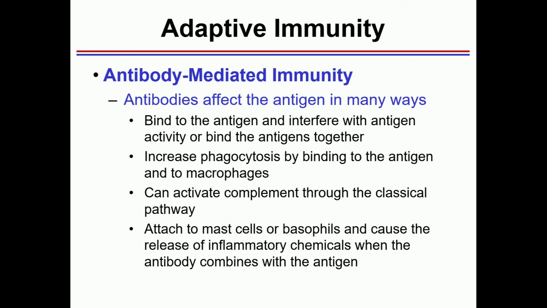Antibody-mediated immunity. Antibodies affect the antigen in many ways: they bind to the antigen and interfere with antigen activity, or bind the antigens together. They increase phagocytosis by binding to the antigen and to macrophages, and can activate complement through the classical pathway, and attach to mast cells or basophils and cause the release of inflammatory chemicals when the antibody combines with the antigen.